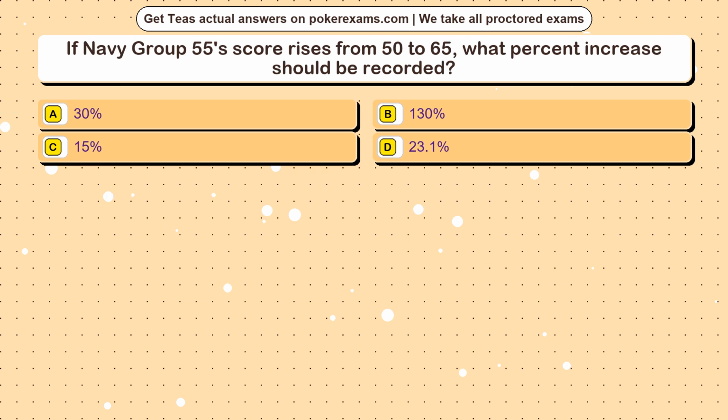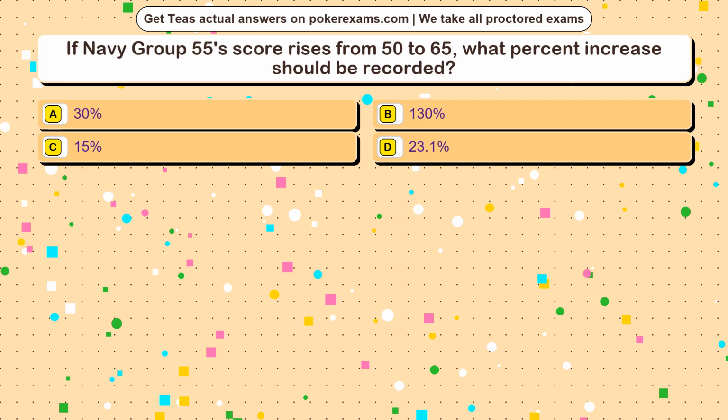Question 8. If Navy Group 55's score rises from 50 to 65, what percent increase should be recorded? Option A, 30%. Option B, 130%. Option C, 15%. Option D, 23.1%.